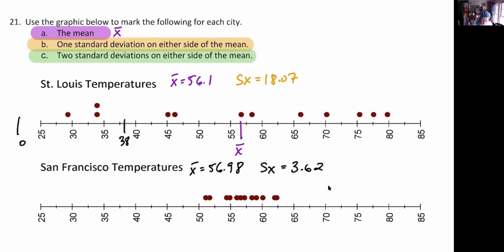Okay, so here, I'll show you what one standard deviation looks like. The mean is the X bar. Standard deviation is S of X. So I've written here the standard deviation for St. Louis and the mean for St. Louis. This is where colors really come in handy.